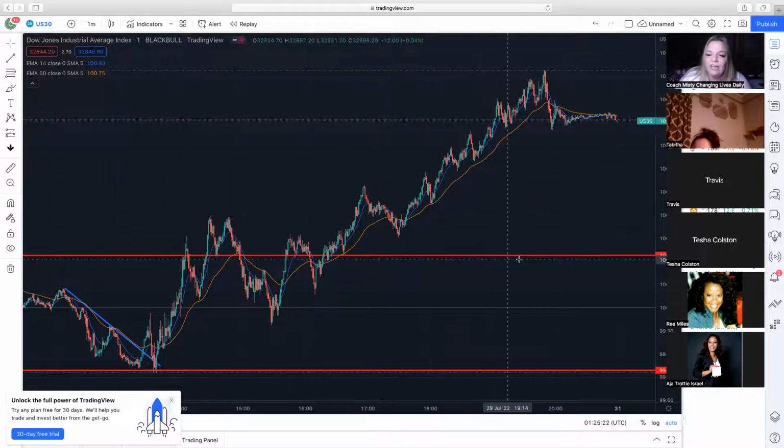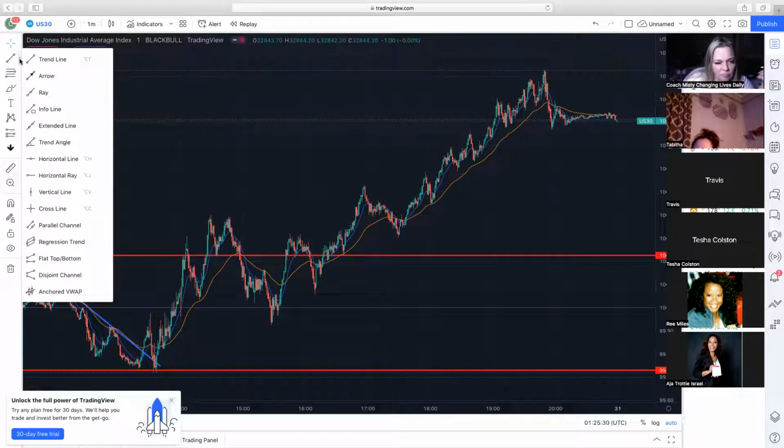Wow. Okay. And look, these lines that I drew last week, do you see how they're holding? So it's very important that you know that resistance becomes support, okay? And that same support has been resistance, okay? That's one of the 3 major characteristics of support and resistance.